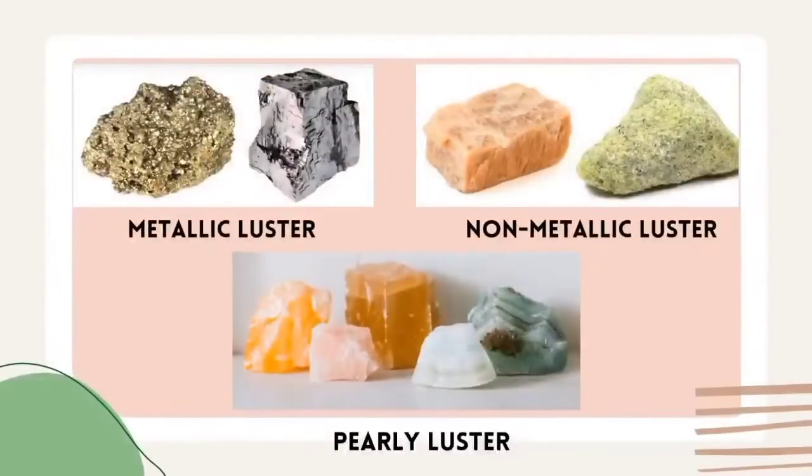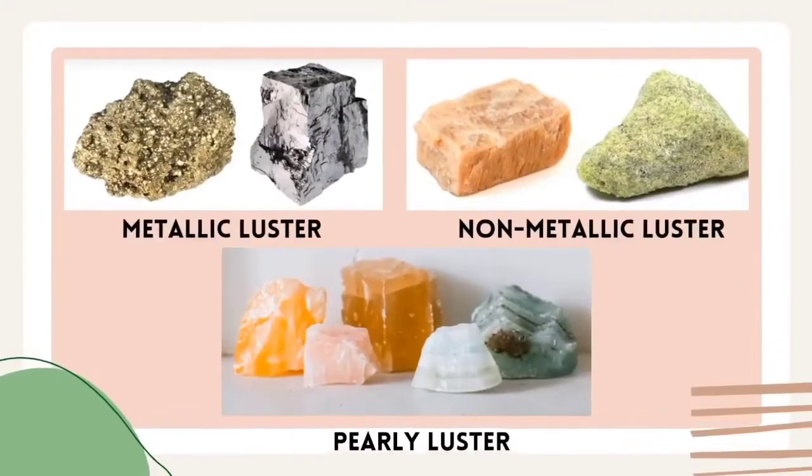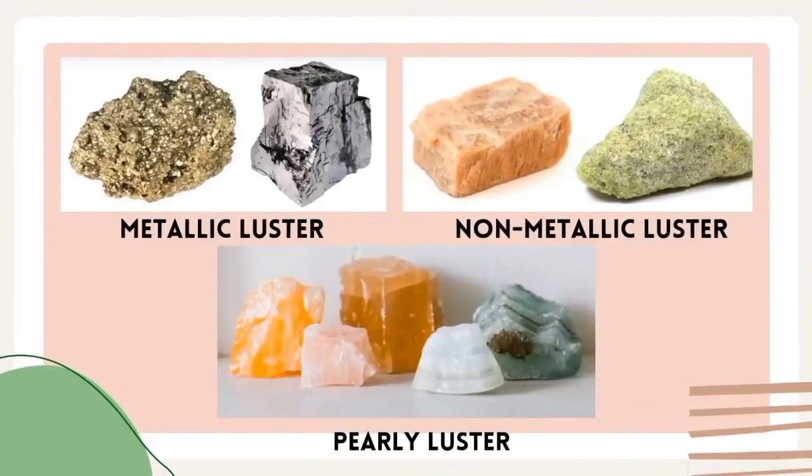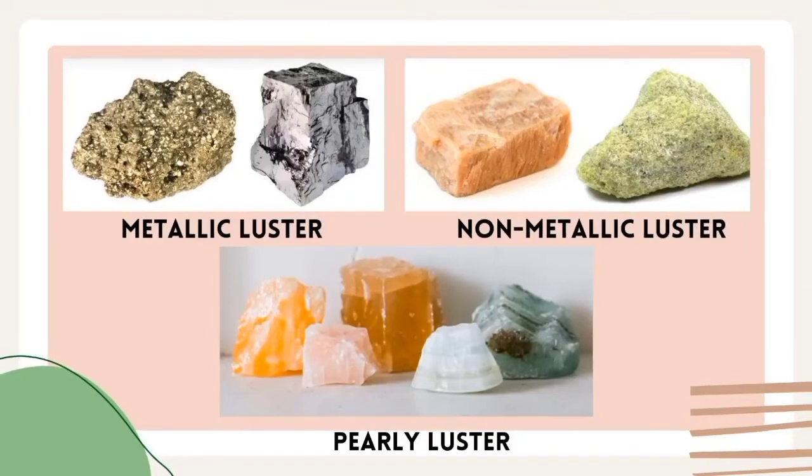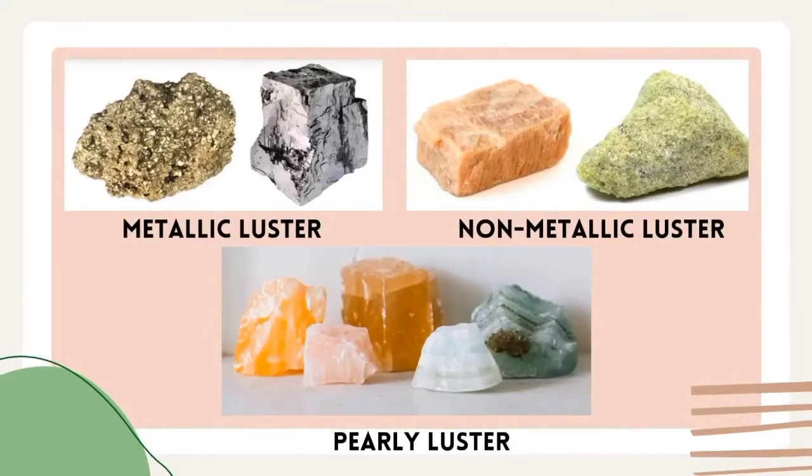Here are the examples of metallic, non-metallic, and pearly luster. Makikita natin dito sa metallic luster, as in parang metallic talaga yung physical appearance niya. Dito naman sa non-metallic, it's like dull, clay-like, or kaya earthy. Dito naman sa pearly, look like pearls, shiny, basta yung makinang na parang pearl.